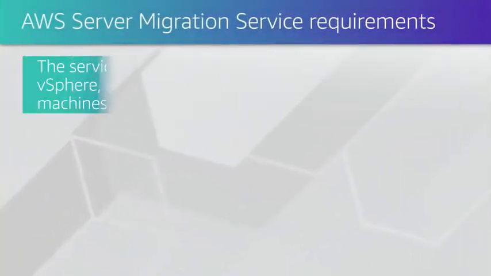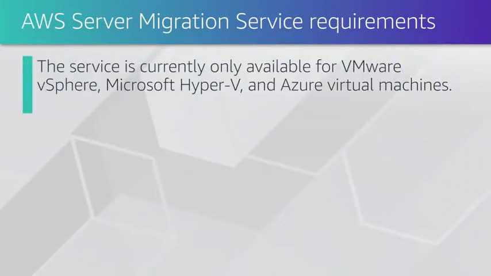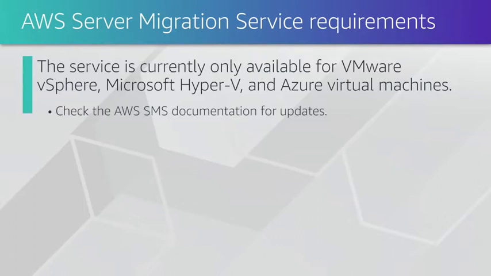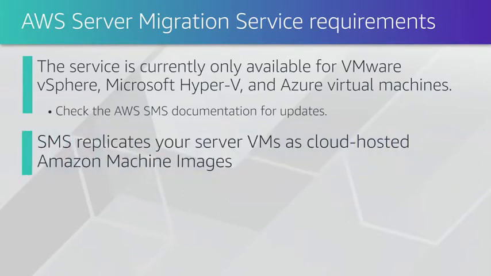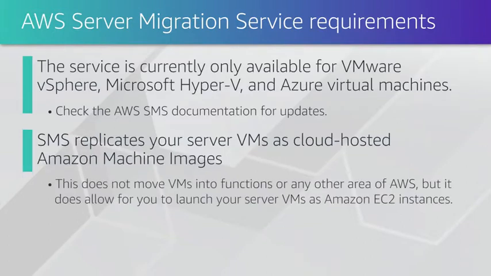The main requirement is that AWS SMS is currently only available if you are migrating VMware vSphere, Microsoft Hyper-V, and Azure virtual machines into the AWS cloud. Keep an eye out for any updates to the supported source environments by checking the AWS Server Migration Service documentation. Another requirement is that SMS replicates your server VMs as cloud-hosted Amazon machine images that can be deployed on EC2. This does not move VMs into functions or any other area of AWS, but it does allow for you to launch your server VMs as Amazon EC2 instances.